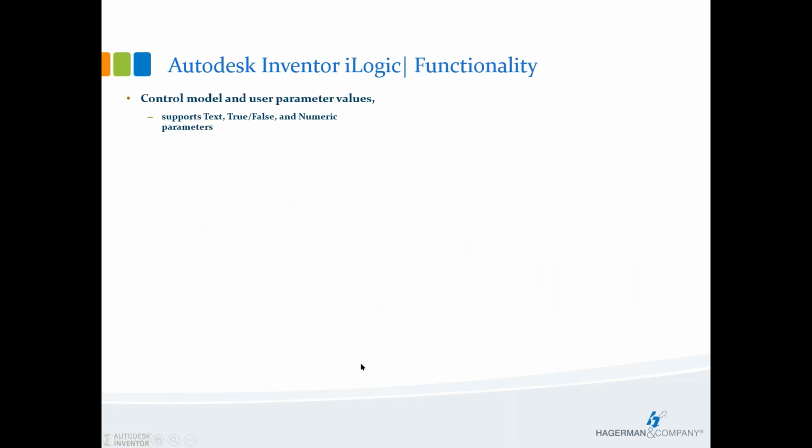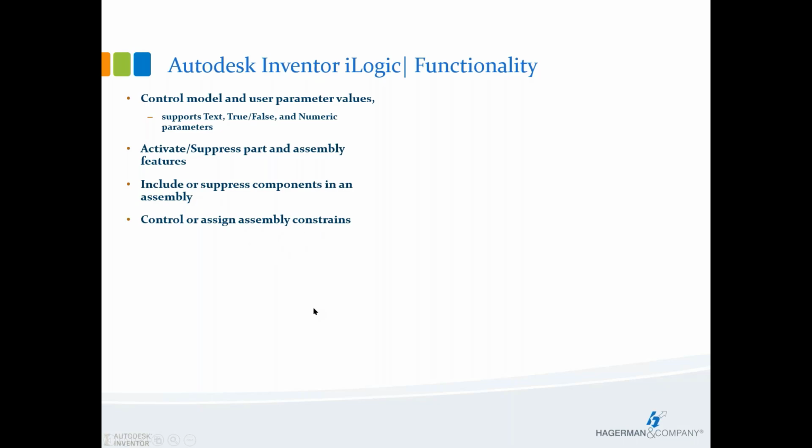Some of the functionality, and this is again just the tip of the iceberg. We can control model and user parameter values, and that's the text parameters, the Boolean true-false parameters, and the numeric parameters. We can activate or suppress part and assembly features, extrusions, revolves, so on and so forth. We can include or suppress and actually delete components within an assembly, delete and add. We can control assembly constraints, setting those or changing those.